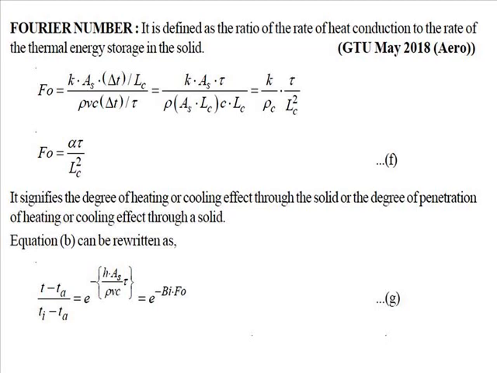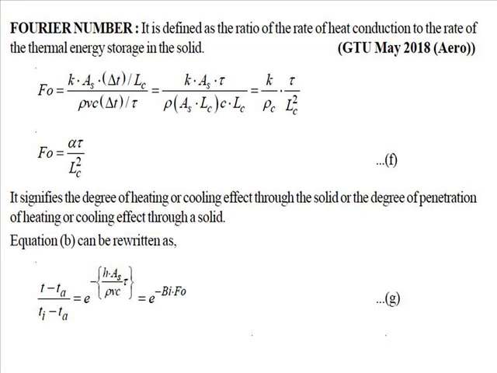So the Fourier number Fo equals K into As, that is surface area, thermal conductivity, into delta T, that is the temperature difference, divided by Lc, divided by rho Vc delta T divided by tau. When we rearrange it, we get alpha tau divided by Lc square, where alpha is the thermal diffusivity, tau is the time, and Lc square is the square of the characteristic length.